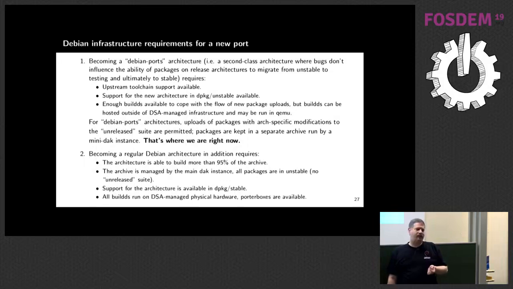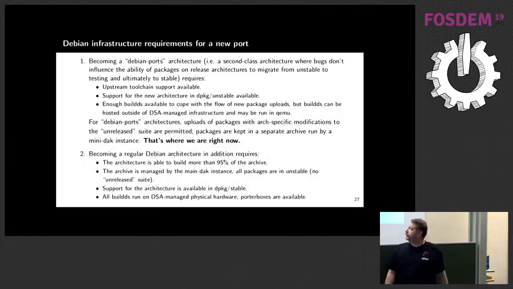Then for ports architectures, we have a bit more freedom. For example, the ports architectures have an additional suite in the Debian archive, which is called unreleased, which is allowed to carry architecture-specific patches which are not in the main package source. This is only for temporary stuff. So the aim is to have unreleased empty. That's the final aim. But while we're working on that, there is some stuff which we currently can only keep in unreleased. So that's where we are right now. We have a bunch of packages. We aim at becoming a regular Debian architecture sometime in the future, but that requires being able to build about 95% of the archive, and we are not there yet.